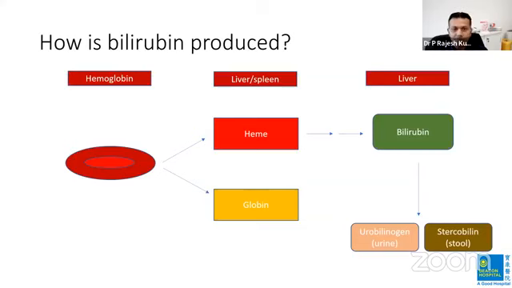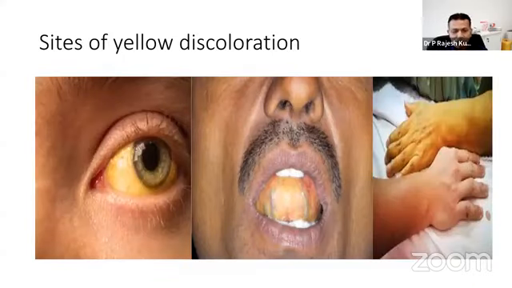All right. What are the body parts where we usually look for this yellow discoloration? Number one, the eyes. Number two, underneath your tongue. Number three, the skin. You can see here, this is the hand of a normal person. This is the hand of someone who has jaundice.